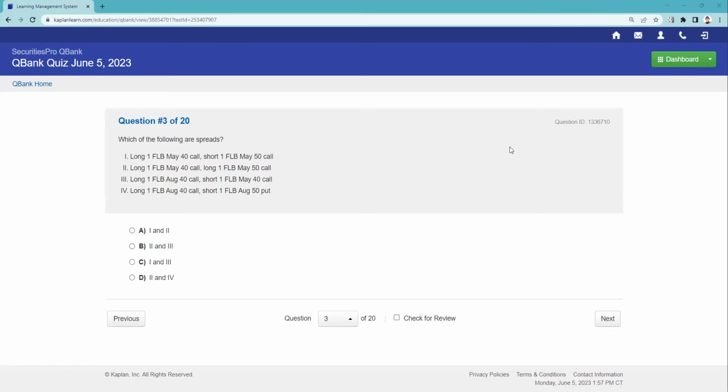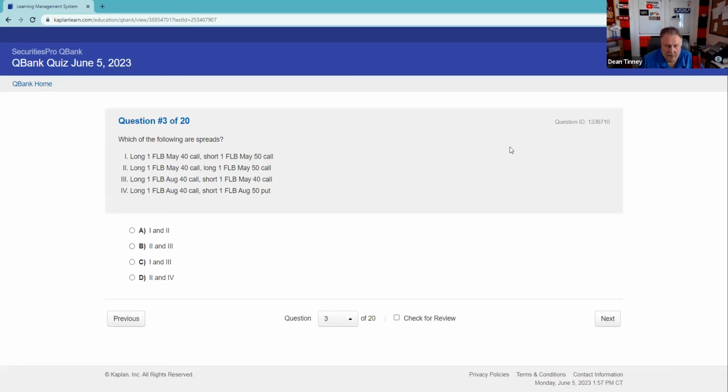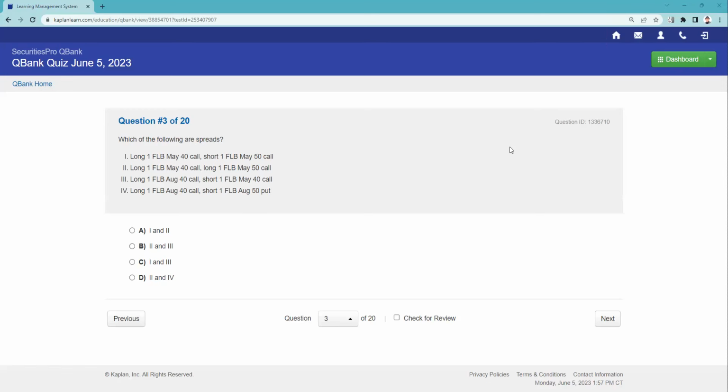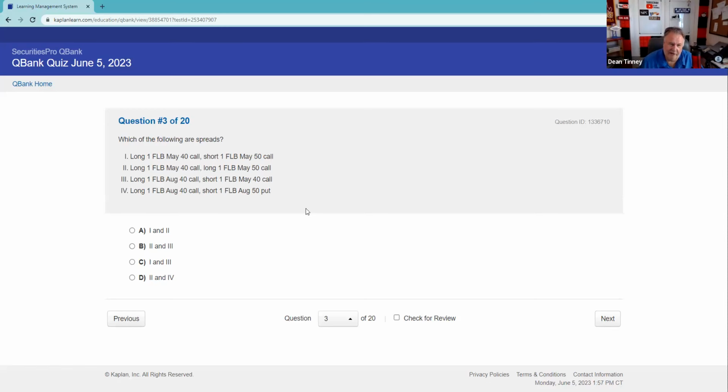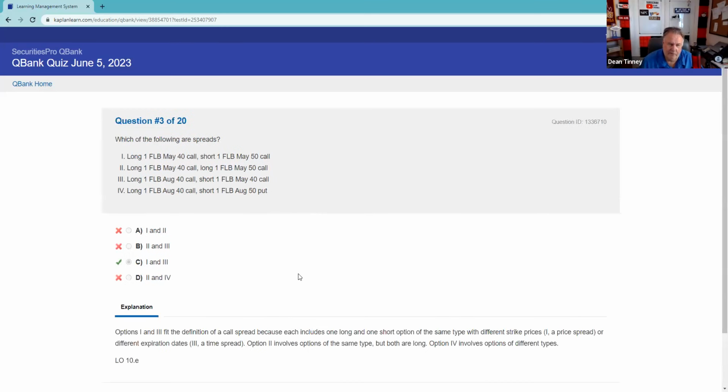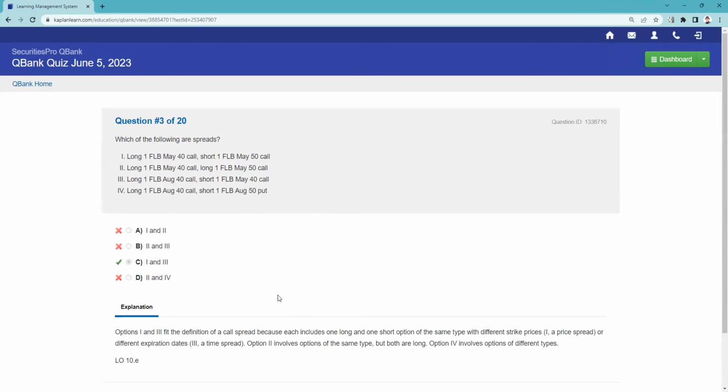Let's see. I think a spread is if you're long and short a call or a put. Well, that's right. Long and short a call or long and short a put. So it's going to be either 1 and 3. Excellent. Good job. That was a tough one. So choice two is a straddle with different strike prices, and that's a combination. Wow, good job. That was excellent.